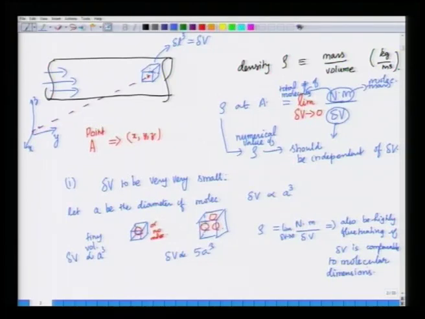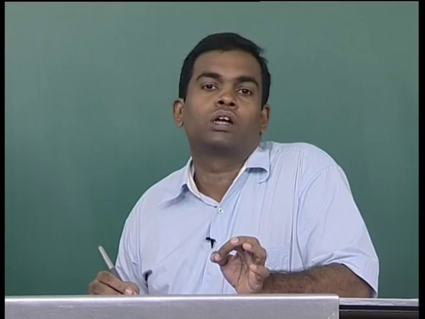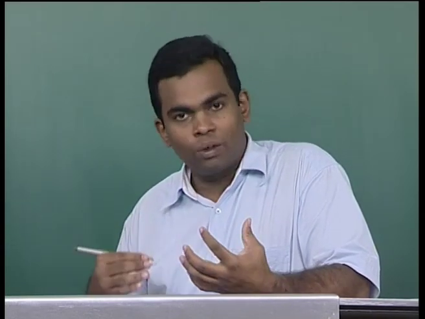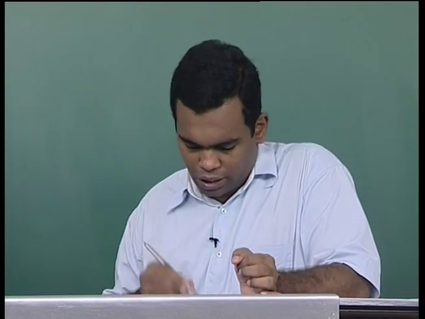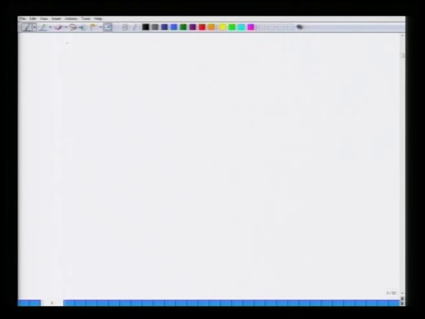Okay. So, clearly there is a lower limit as to how small your delta V can be, because if your delta V is too small, density is not uniquely defined, because it will fluctuate very wildly. So, in the next slide, what I am going to do is to plot, as a thought experiment, the density, which is defined as the limit as delta V goes to 0, of the mass divided by delta V.